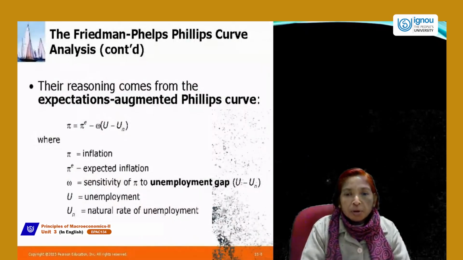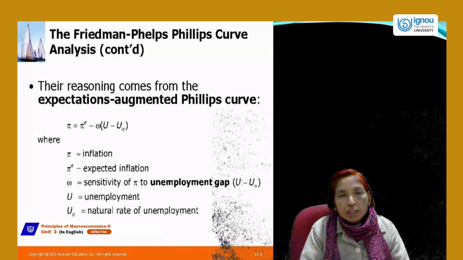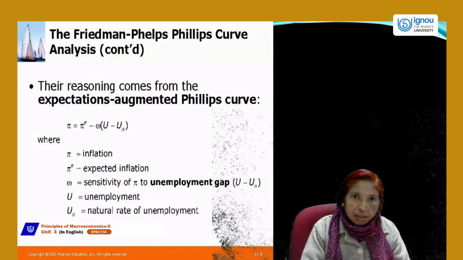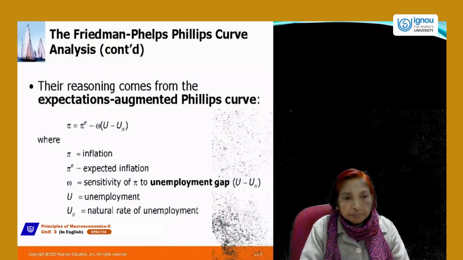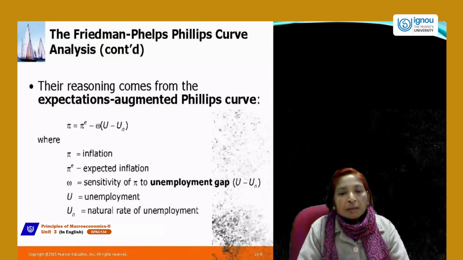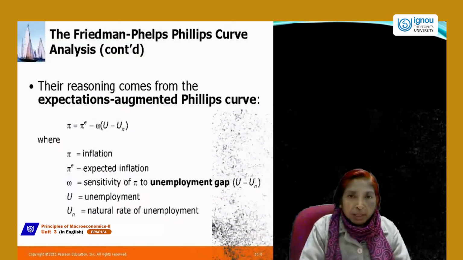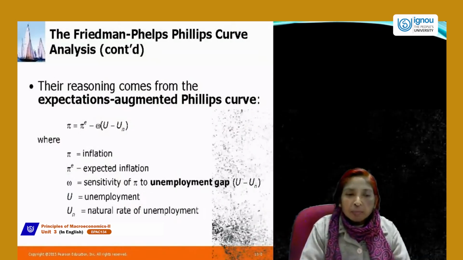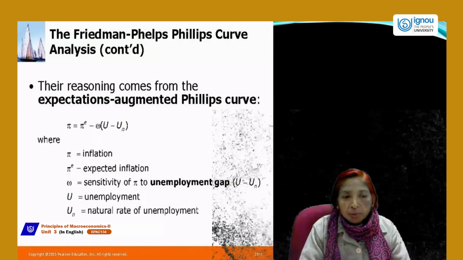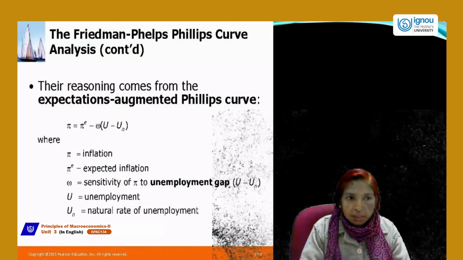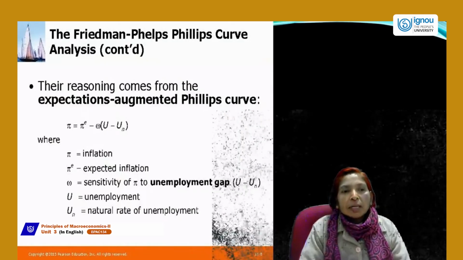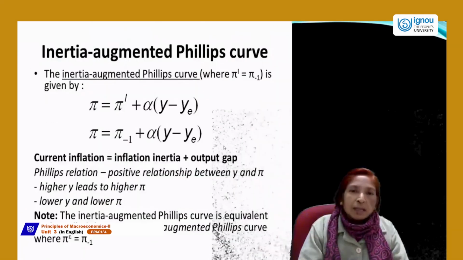Here U is unemployment and UN is the natural rate of unemployment, which always remains constant, a vertical curve. So theta shows the gap between the unemployment rate and the natural rate of unemployment. So this is the equation of the expectations augmented Phillips curve, which was given by Friedman and Phelps.